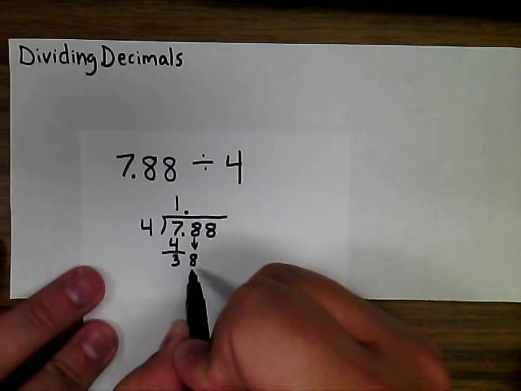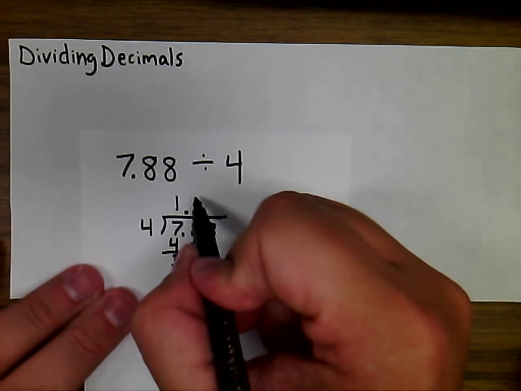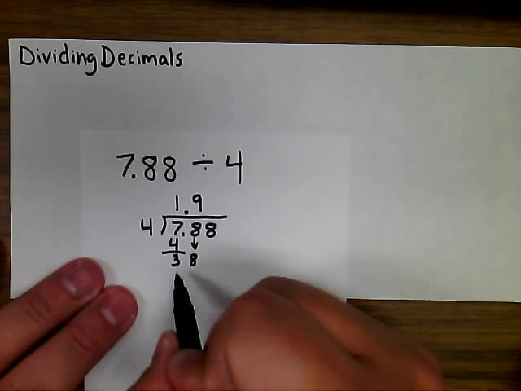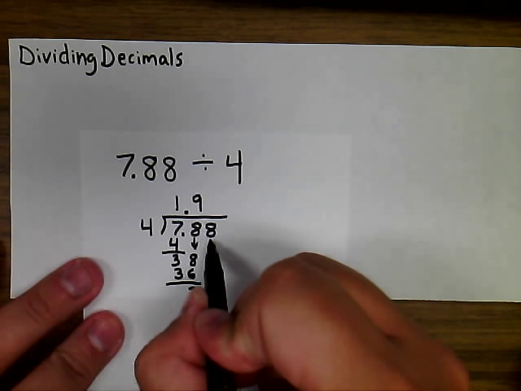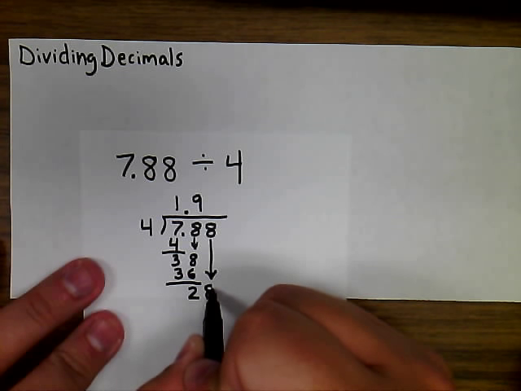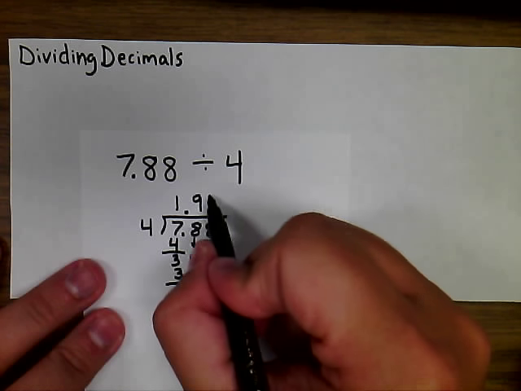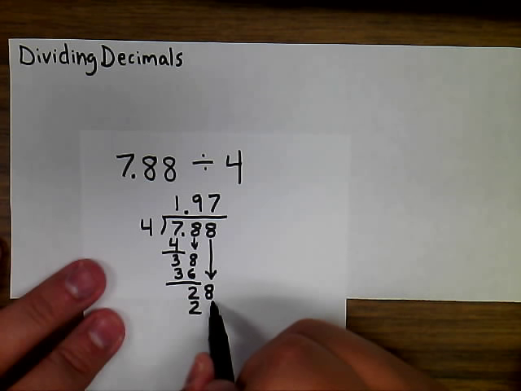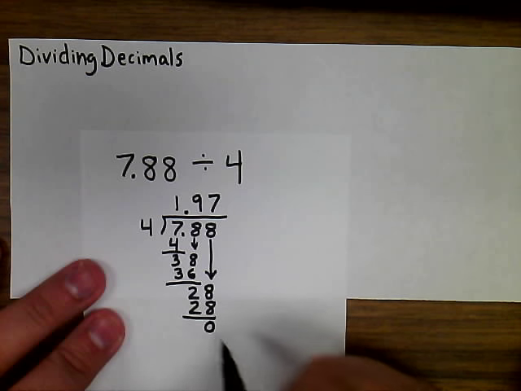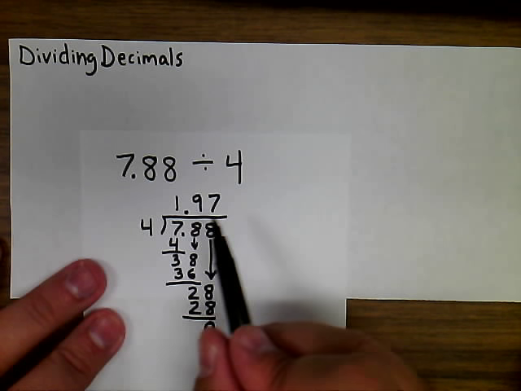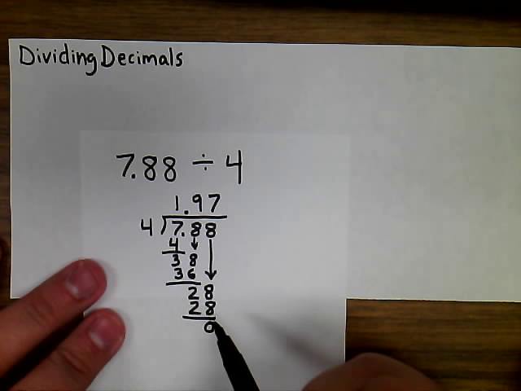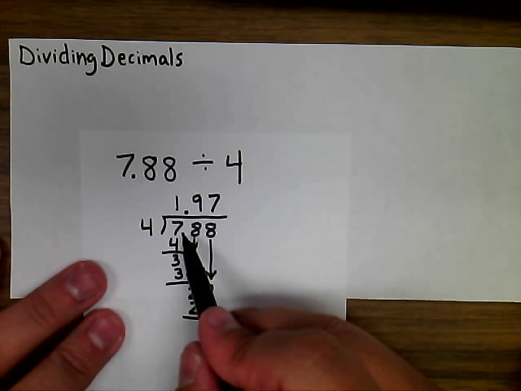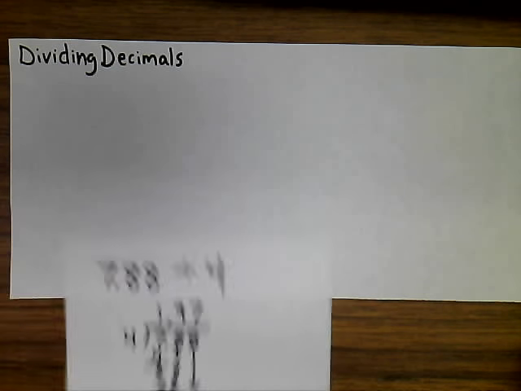4 goes into 38 9 times. 9 times 4 is 36. We subtract. And we bring down the 8. 4 goes into 28 7 times. 7 times 4 is 28. And we have no remainder. So we're done. Our answer is 1 97/100. Again, look at how straight all the columns are. And again, the decimal point came straight up into the quotient from the dividend.